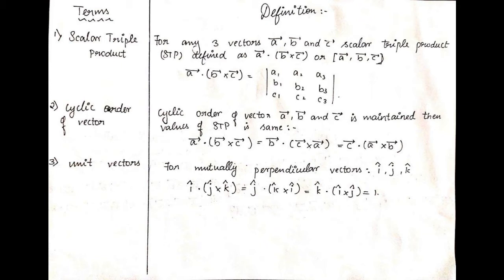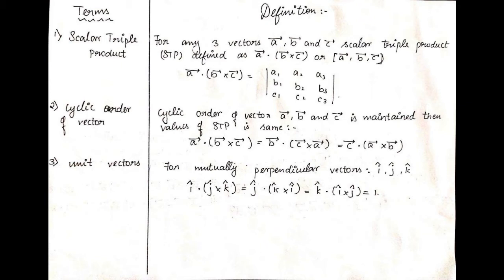First, let us discuss about the terms and definition. First, scalar triple product. For any three vectors a vector, b vector and c vector, scalar triple product is defined as a vector dot b vector cross c vector, or [a vector, b vector, c vector]. A vector dot b vector cross c vector is equal to the determinant of a1, a2, a3, b1, b2, b3, c1, c2, c3.